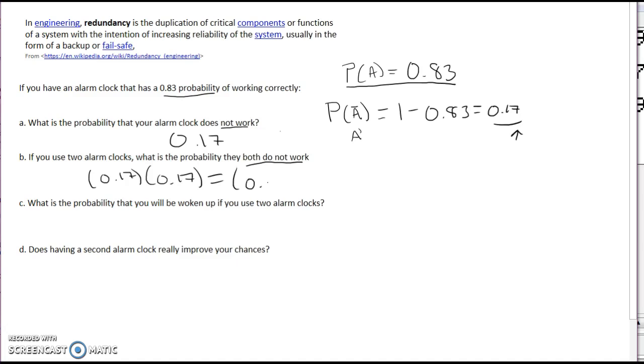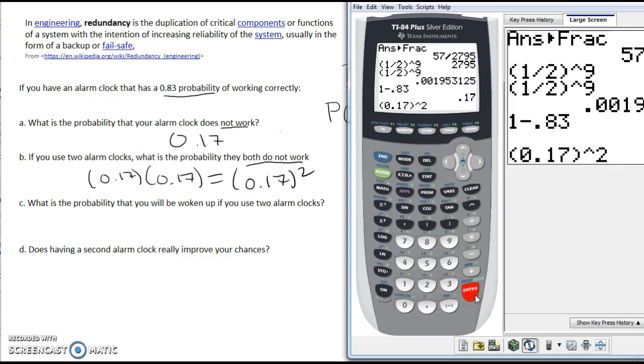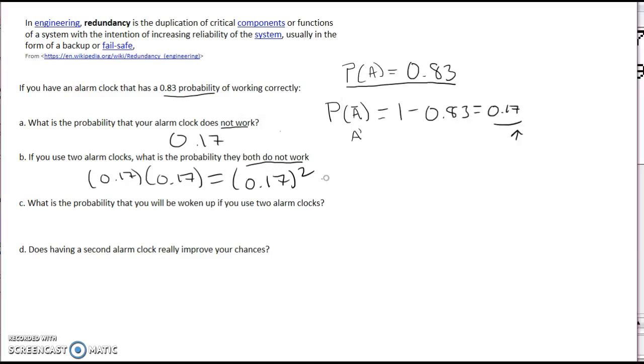Please know that this is the same thing as 0.17 squared. So I'm going to do 0.17 squared, which gives me 0.0289. We know as a percent that this is basically a 2.89% chance that they both fail.